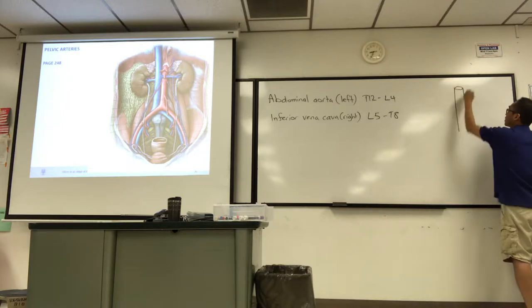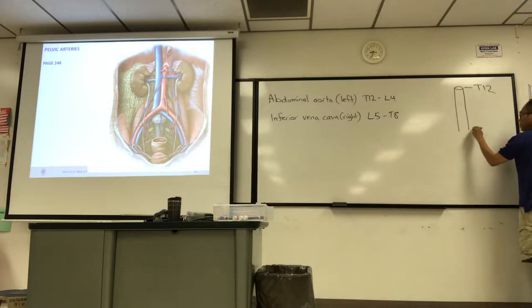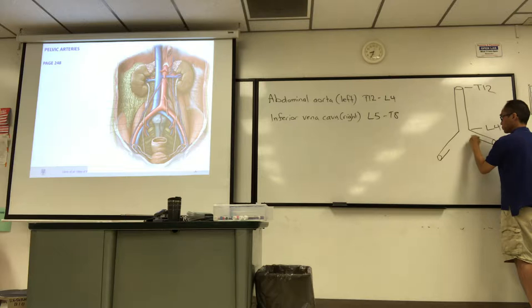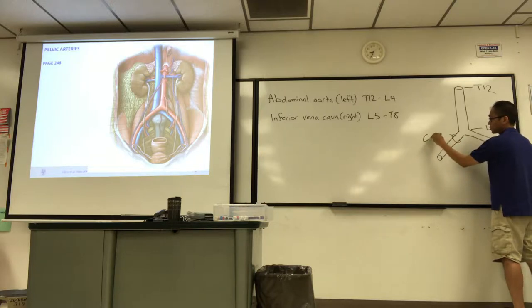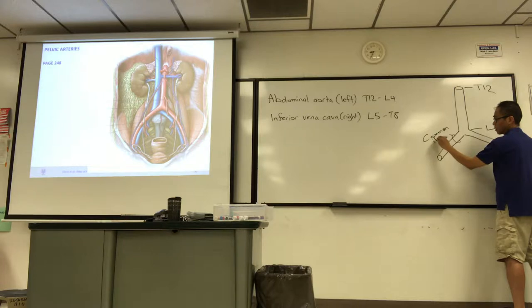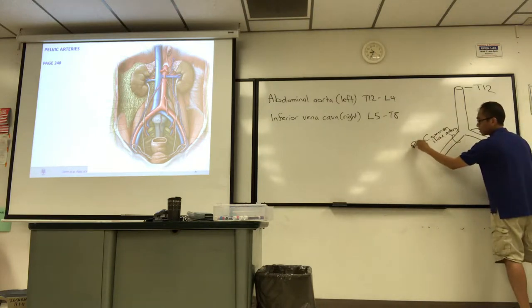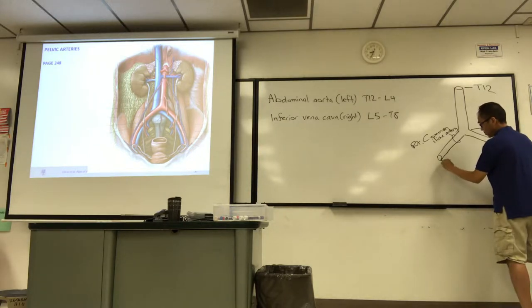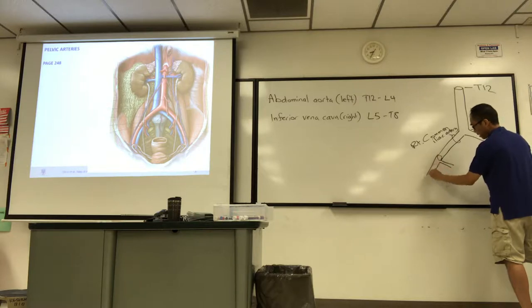It runs from the level of T12 down to around L4, where it's going to bifurcate into two common iliac arteries. One artery on the right, and you have another one on the left. The common iliac will then divide into internal and external. So I'll leave a little opening there. Continue it on down.